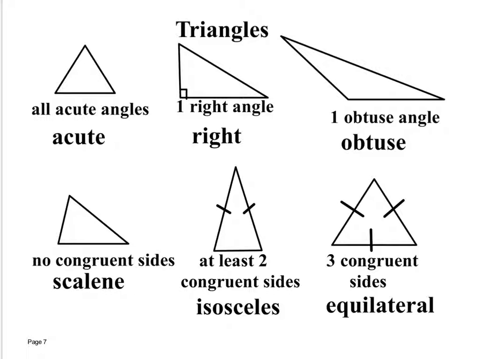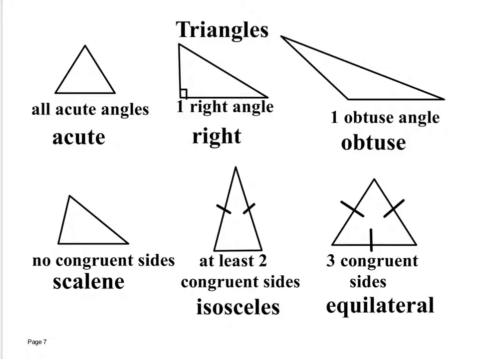If you're basing it off angles, if it has all acute angles, it's considered an acute triangle. If it's got one right angle, then it's considered a right triangle. And if it's got an obtuse angle, such as here, then it's an obtuse triangle. So those are the names of triangles based off the angle.